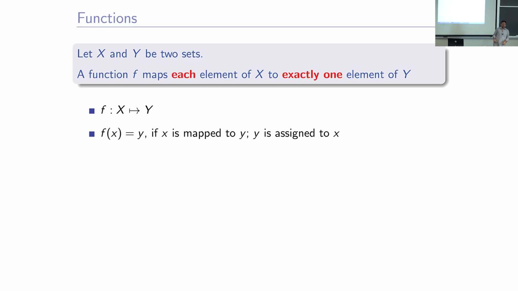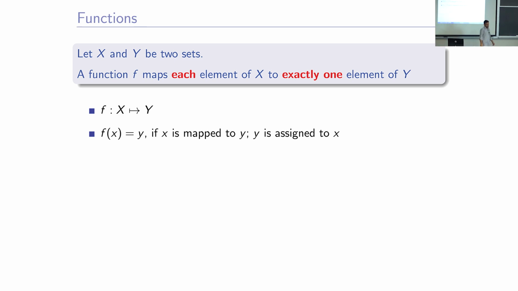F of x is equal to y means this, because the definition says f maps each element. F of x equals y stands for this sentence: f maps this element x to this element y, where y is in the set Y and x is in the set X. This is how it is. We also say that y is assigned to x. X is mapped to y, y is assigned to x.